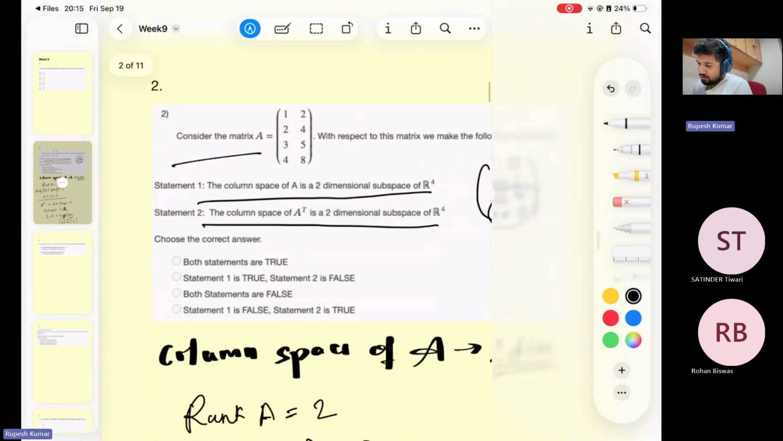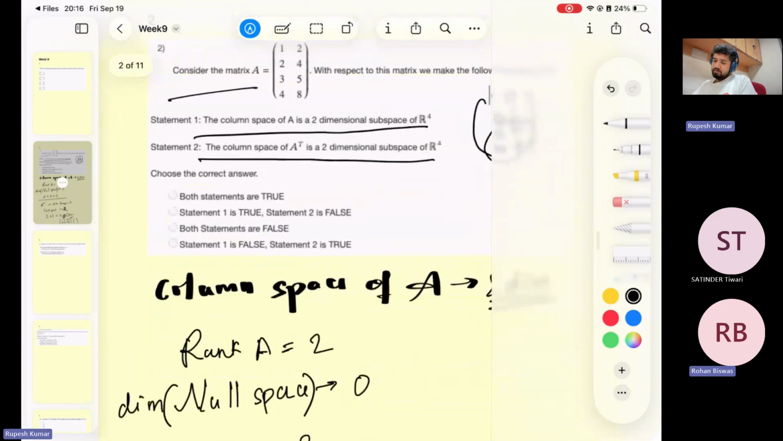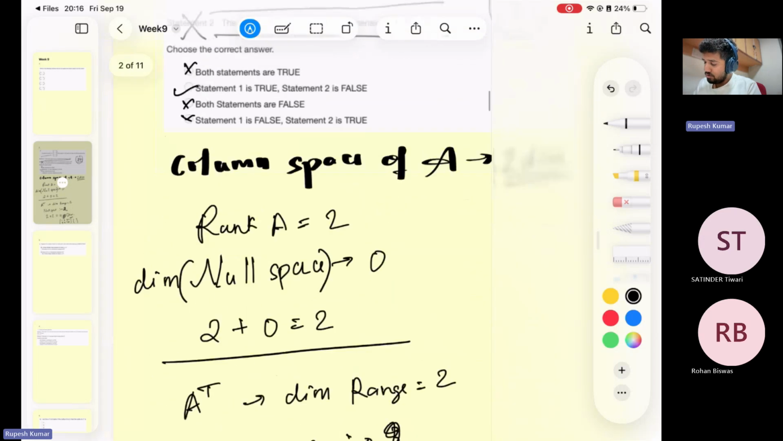So statement 2 is false, because for the column space of A transpose the size is 2 cross 4. It is a mapping from R4 to R2, and we are talking about the range space. So it cannot be a 2-dimensional subspace of R4. Option 1 is true and 2 is false. Option B is correct. This is how you solve the problem.